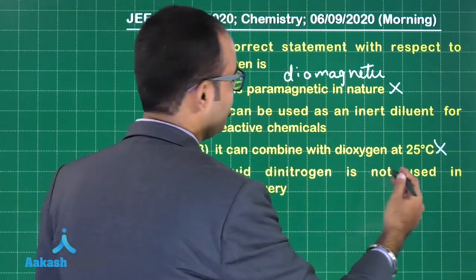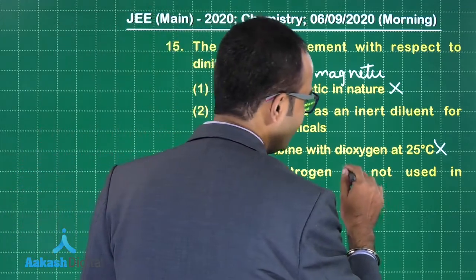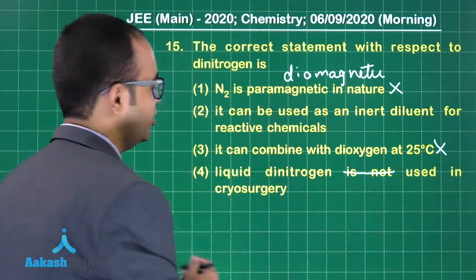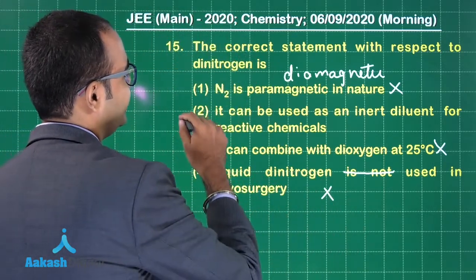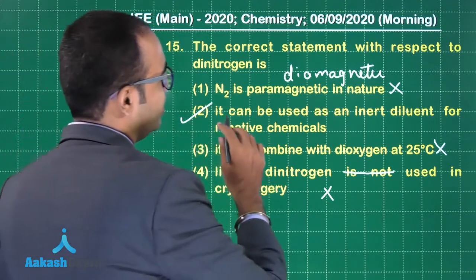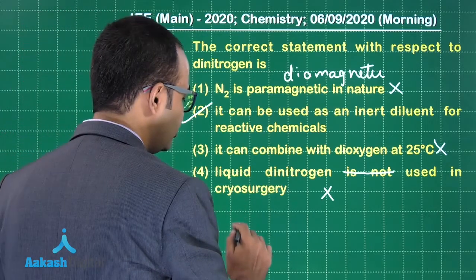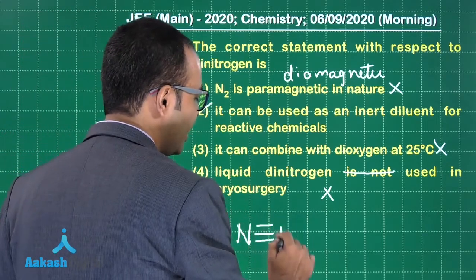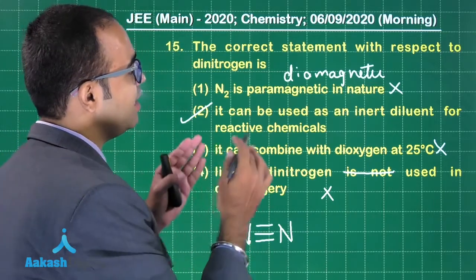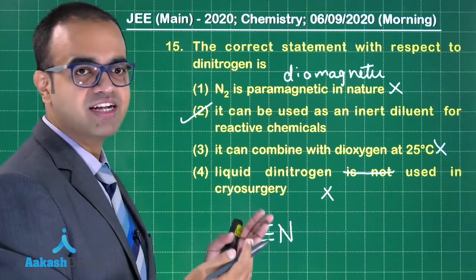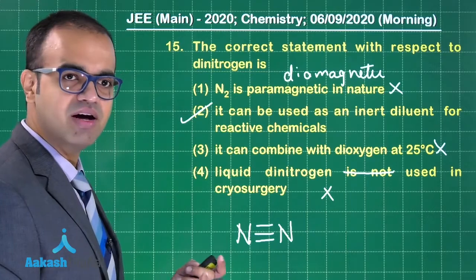Liquid dinitrogen is not used in cryosurgery. Liquid dinitrogen is used in cryosurgery, guys. Okay, so the fourth option is also wrong. So we are left with only one option, that is the second one. Okay, sir, why are you saying the second option? Because nitrogen is inert. It has a very high bond enthalpy. Nitrogen is inert. That's why it can be used as an inert diluent for reactive chemicals. Okay, very simple, guys. Let us move on to question number 16.